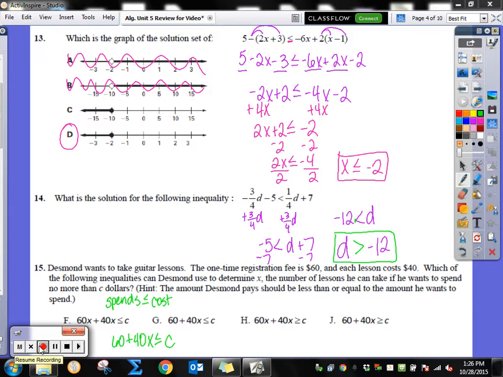Okay, so you'll notice that I wrote kind of what it says on the hint. So the amount that he actually spends, so the $60 plus the $40 per lesson, needs to be less than the total cost that he actually wants to pay. So if we look at this, one thing that would be great to eliminate answer choices is that the 60 is a one-time fee. So the 60 should not have an X with it, so we could cross out F and H. Then if you look down here, 60 plus 40 times each lesson needs to be less than or equal to the total cost that he wants to spend. So the answer would be G.